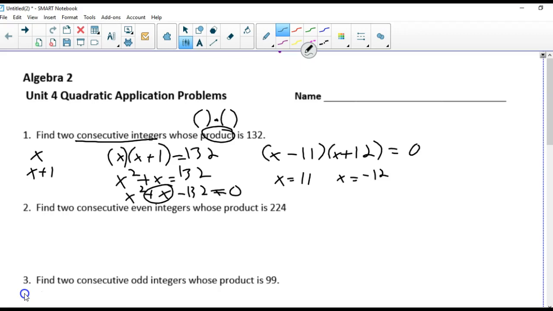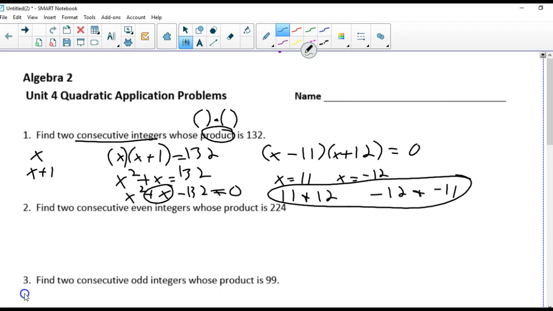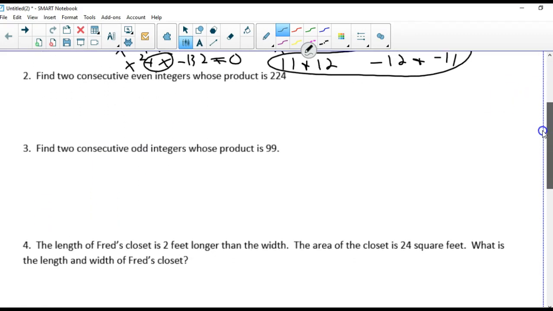Okay? And interestingly enough, both of these actually work. Now, a lot of times we're used to throwing out the negative, but that's when we're talking about real-world problems, like you can't have a negative distance or a negative time. But in this case, 11 and 12 make 132. 11 and 12 are consecutive numbers. Well, negative 12 and negative 11 are also consecutive numbers, and they also equal positive 132. So it's actually both answers. We don't throw out the negative in this case because we're just talking about numbers.